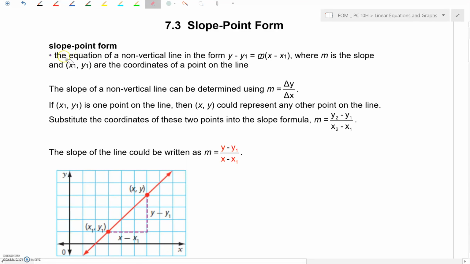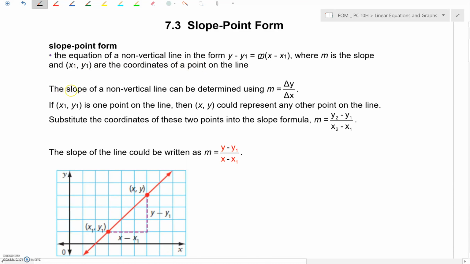So the slope point form of an equation is the equation of a non-vertical line in the form of y minus y1 equals m times x minus x1, where m is the slope and x1 and y1 are the coordinates of a point on the line. The reason why it's a non-vertical line is because, if you recall from earlier lessons, vertical lines do not have slopes. Their slopes are considered undefined, and because this formula uses slope, it will not apply to vertical lines. And the other thing I want to draw your attention to is that we have an x1 and a y1 as our coordinates. Those are a given point on the line.